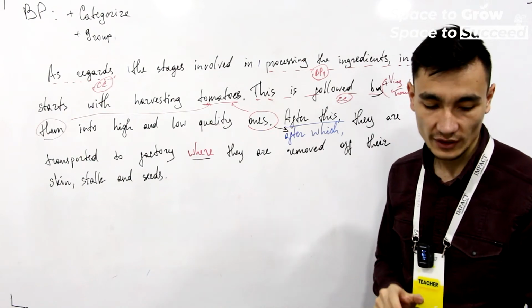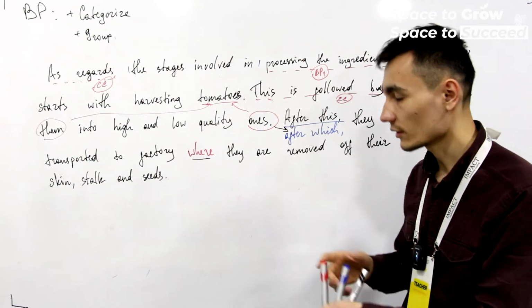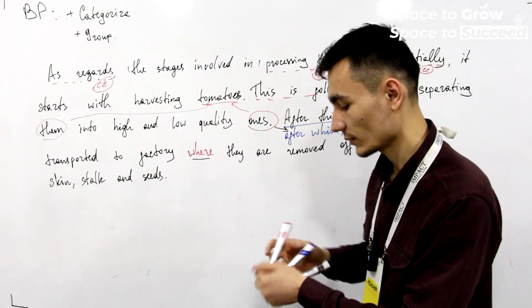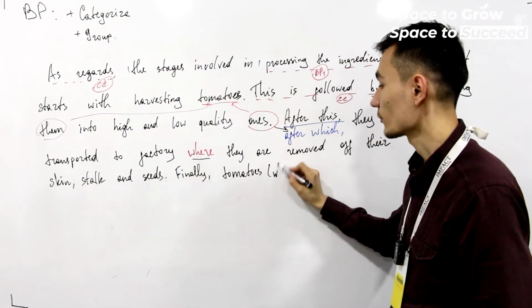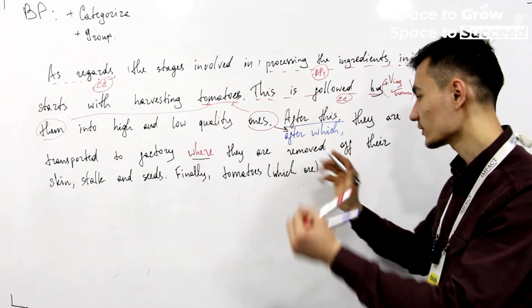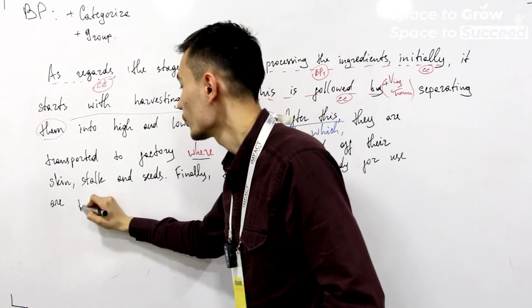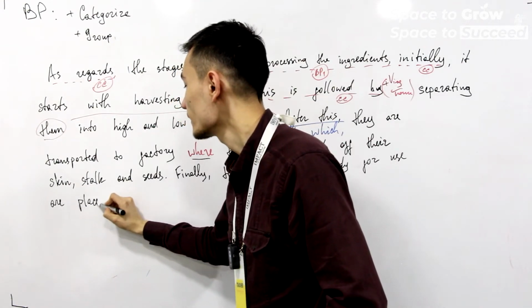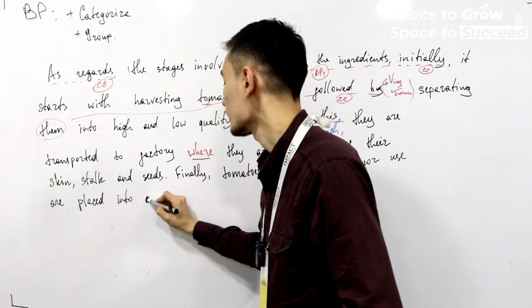After this, as you see, these tomatoes are ready, and they put them in a container. We say "finally", simply "finally". We say tomatoes ready for use. So we say "which are". It's a relative clause, but if we say "ready for use", the relative clause is hidden. Ready for use, they are placed into container.